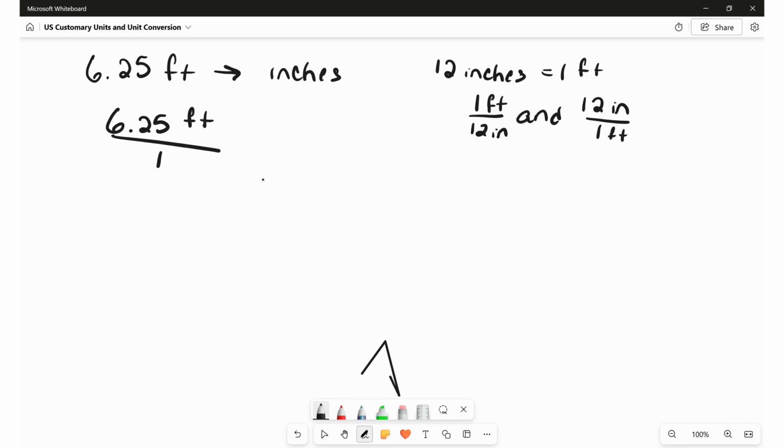Now, the one that we want to work with is the one that is going to eliminate the feet. Because we're going to be multiplying by one of these, and we need the feet to cancel out, which means that since the feet are on the top here, they need to be on the bottom here. Because what that creates now is these units cancel. And we are left with 75 inches.